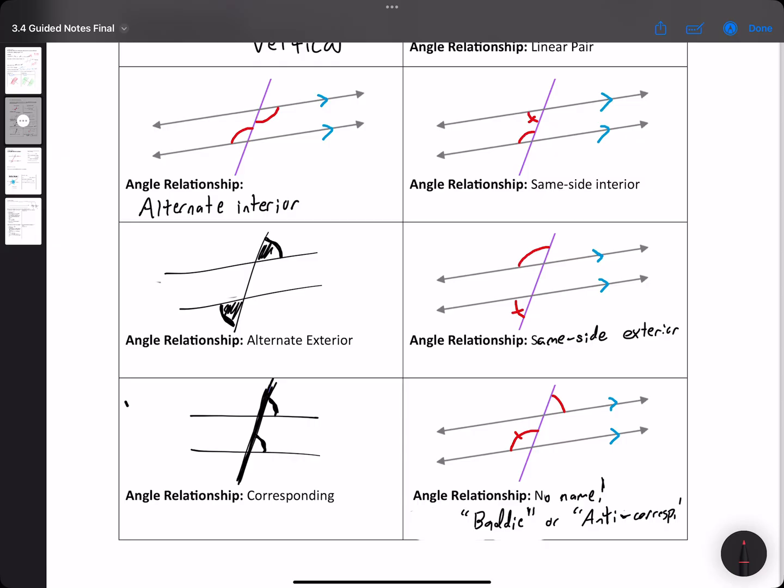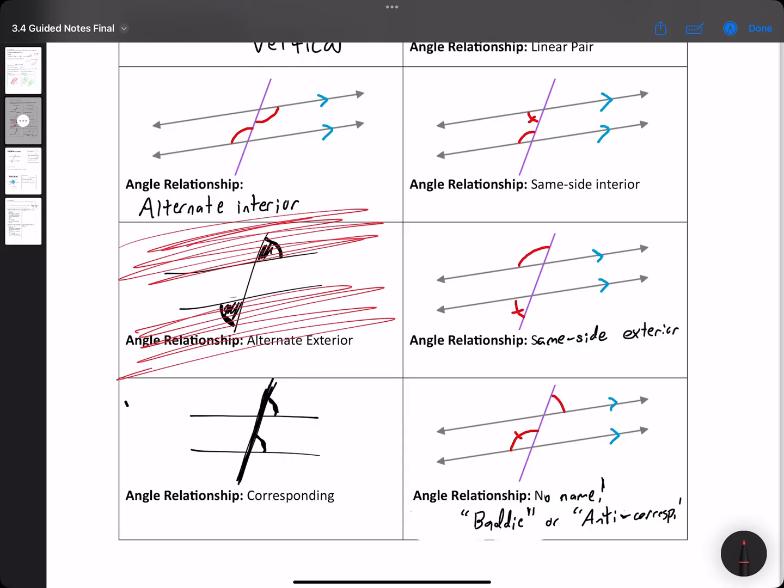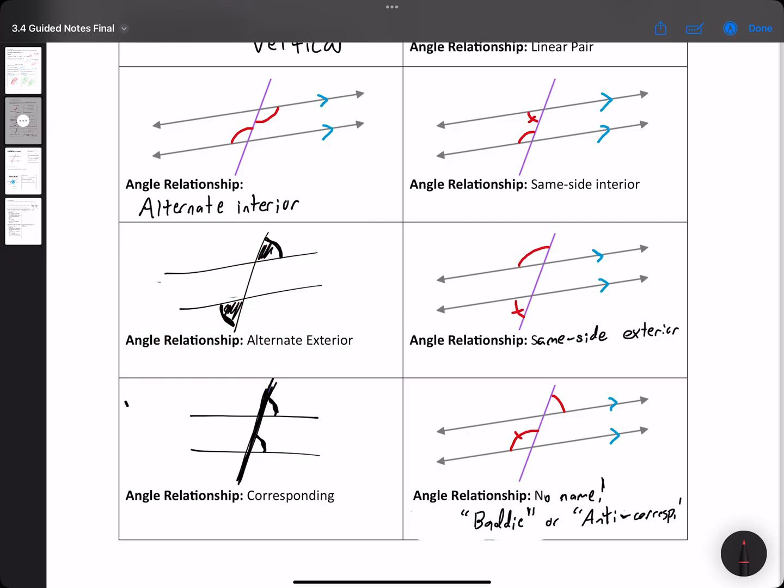You've got alternate exterior angles, which are on the opposite side of the transversal and are exactly opposite to each other, but on the outside. Here's the exterior that I'm highlighting. See how both angles fall on the exterior, and therefore they are alternate exterior angles.